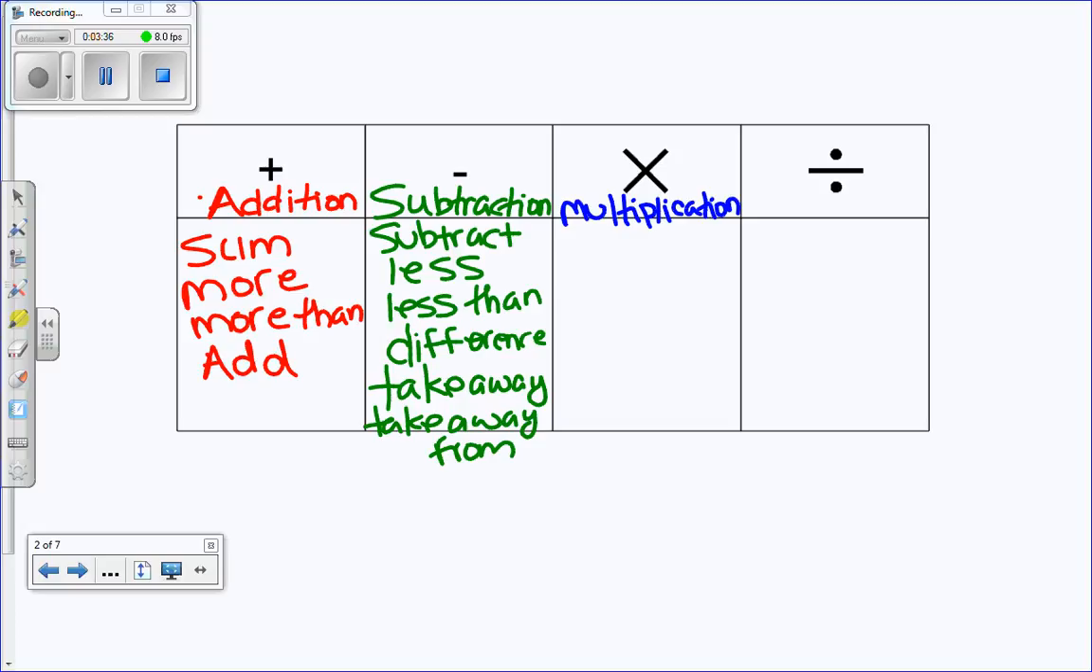All right, we've got a few words that also tell us to multiply. We can say times, a very common one. Product. When we say product, that's when you multiply two numbers together. The product of x and 5. 5 times x. Product.